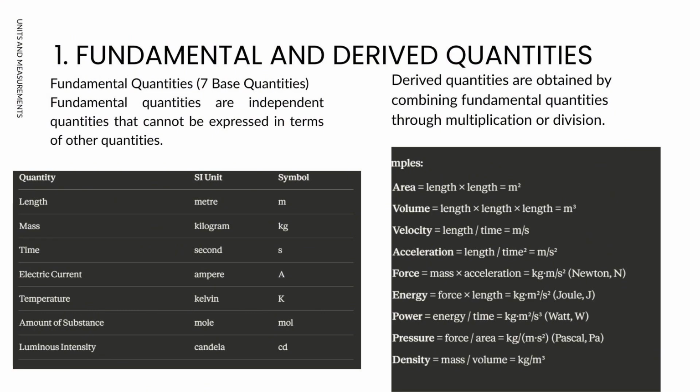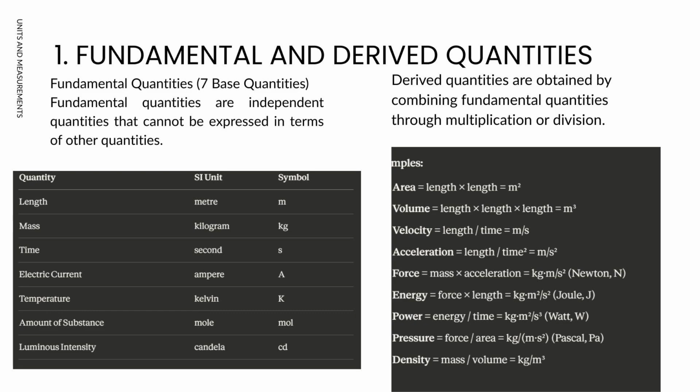Temperature, the SI unit is Kelvin, not degrees Celsius, and the symbol is capital letter K. Amount of substance, the SI unit is mole, symbol mol. While luminous intensity, the SI unit is candela, symbol cd. Those are the 7 fundamental units in physics. 3 of them are more important for dimensional analysis, which are length, mass, and time.